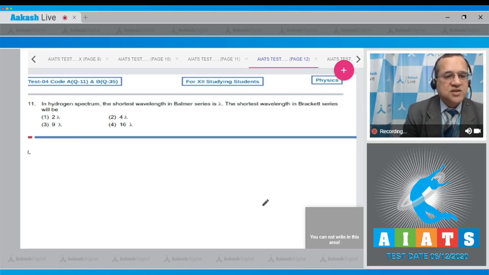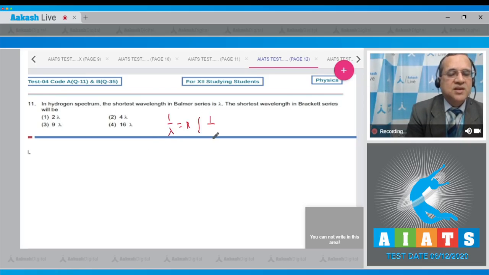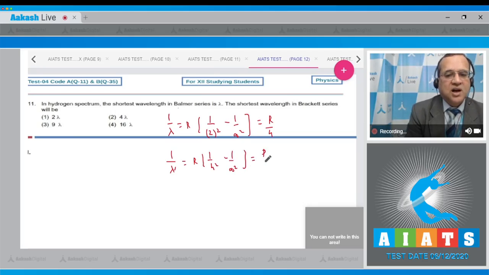Question number 11. In hydrogen spectrum, the shortest wavelength in Balmer series is lambda. The shortest wavelength in the Brackett series will be, now dear student, in Balmer series 1 by lambda should be equal to R by 4, jumping to the second energy level from the infinity level. Whereas for the Brackett series, the shortest wavelength is for the jump from n equal to infinity to n equal to 4, which is R into 1 upon 4 square minus 1 upon infinity square, that becomes R by 16.